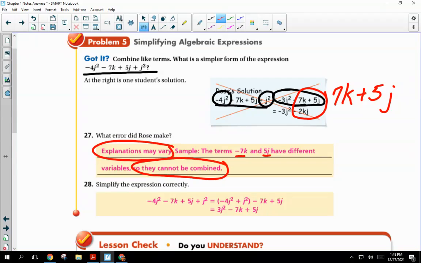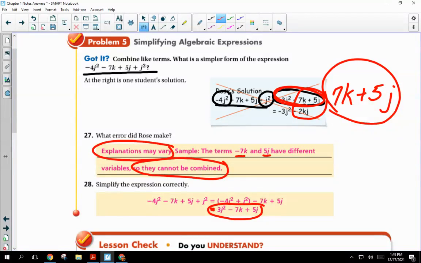Simplify the expression correctly. So we're going to do it correctly, and we kind of did it up here. You just have to put down here everything from this right here. 3j squared minus 7k plus 5j. They actually did it wrong here. It should be a negative 3j squared, I believe.